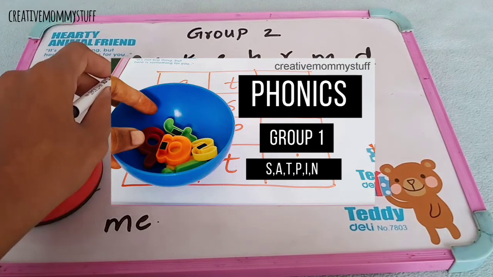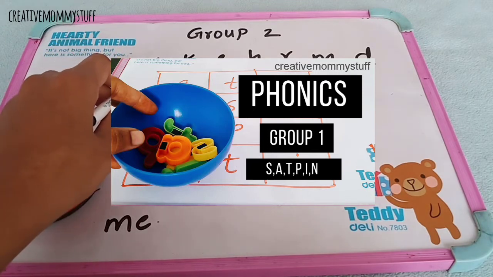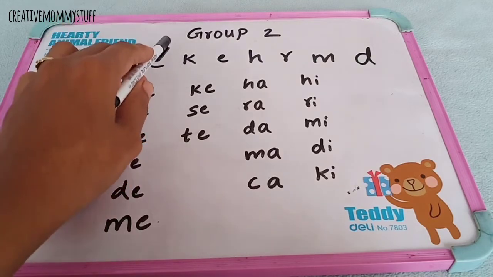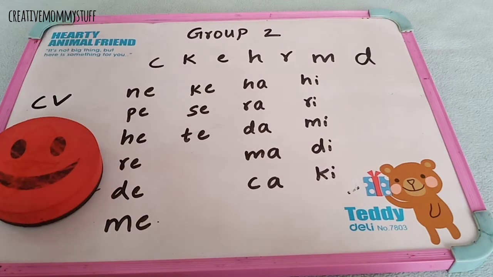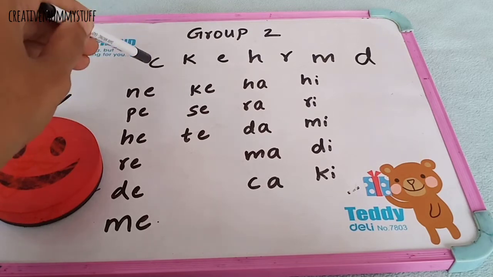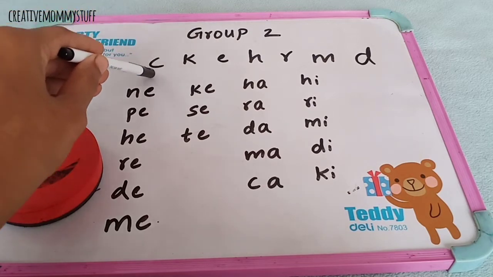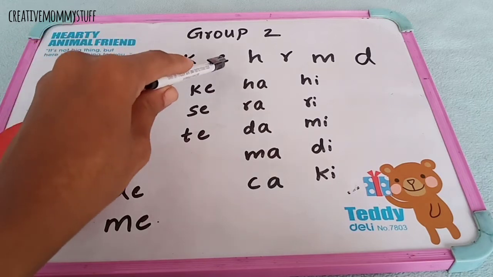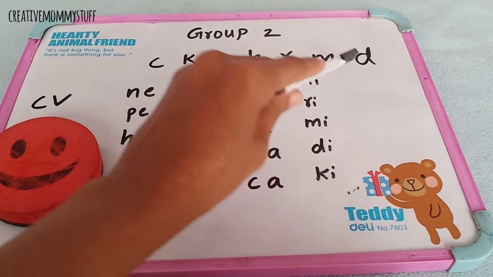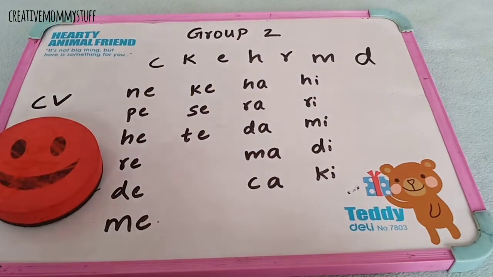The letters of group 2 are C, K. Yes, the sound of both these letters is the same, but as the kids practice, they will come to know how they make a difference. So let's see that later on. First we'll just see the letter sounds. K, K, E, H, R, D. First let them know the letter sounds properly, and then we can go with our CV words, consonant and vowel.